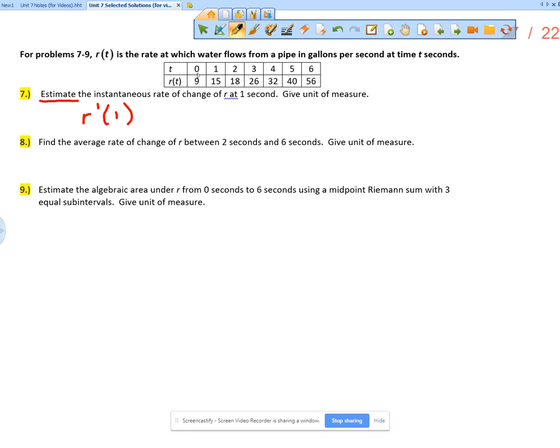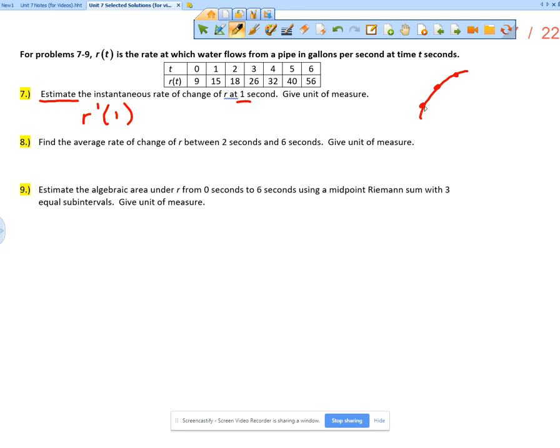Well, we have points. We have a point at 0, at 1, at 2, 3, 4, 5, 6, and so on. So if we're trying to estimate the slope at 1, we can use the points from 0 to 1, points from 1 to 2, or the points from 0 to 2. So if you think about the graph here, here's a point at 0, 9, here's a point at 1, 15, here's a point at 2, 18, right? It would look something like that.